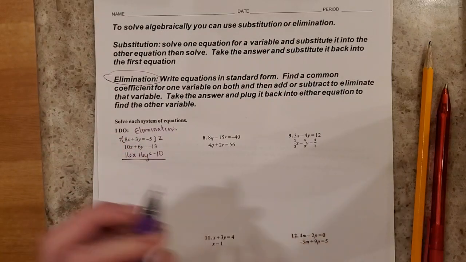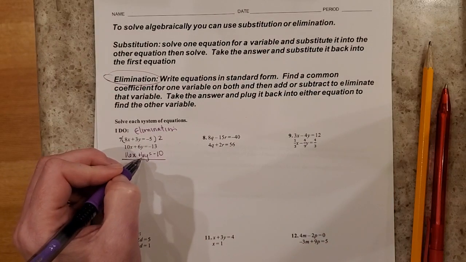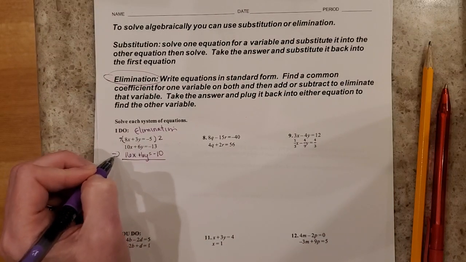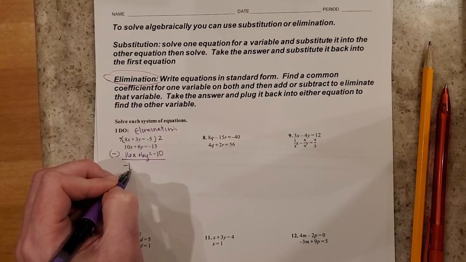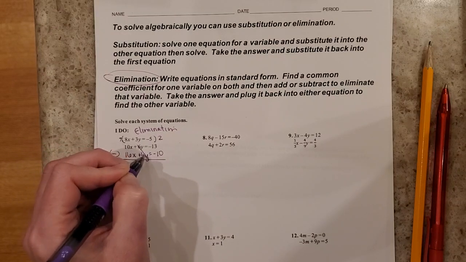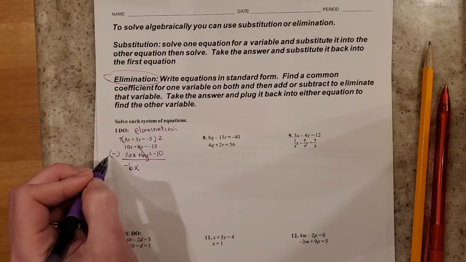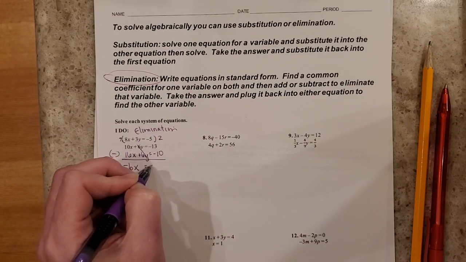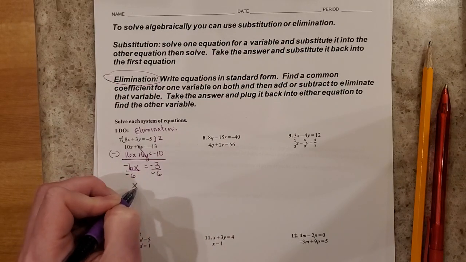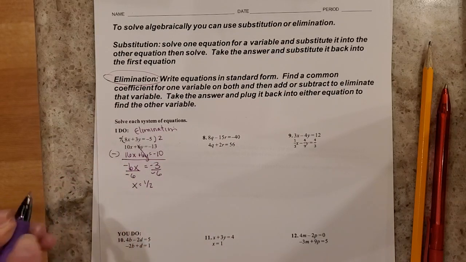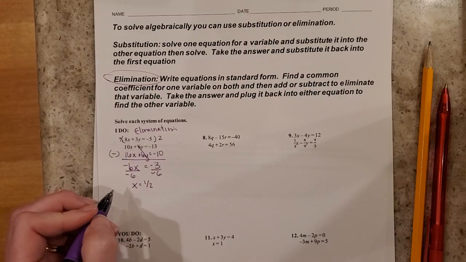And then to eliminate, because it's 6y and plus 6y, they're both positive, I need to subtract to get rid of them. 10 minus 16 is negative 6x. The 6y's cancel. Negative 13 minus a negative 10 gives me negative 3. Divide by the negative 6. x equals 1/2. And then I'm going to plug that back into one of the original equations.